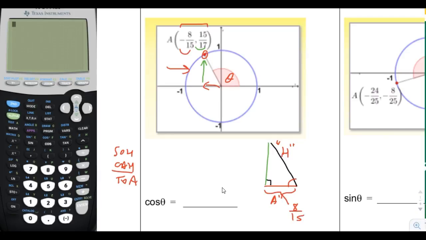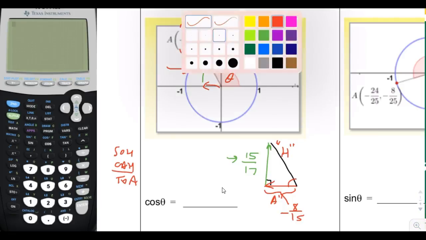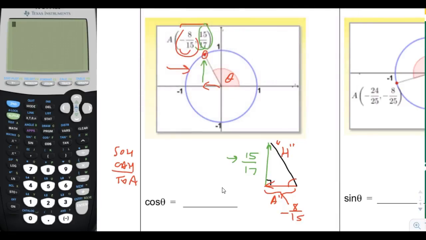Why do they say negative 8/15? Because it's going to the left. So when it goes to the left, it's negative 8/15. What about the length of this green part? It's going up. It is 15/17, right? Because the y-coordinate is 15/17. I'm going to write it right there. The x-coordinate is negative 8/15. I'm going to write it right there. So we've labeled our triangle with the two lengths that we know.